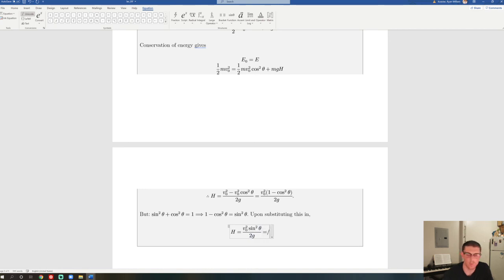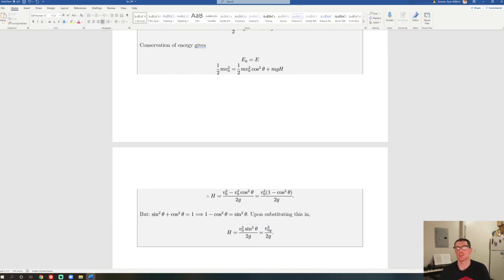But remember that this term in the numerator here is just the y component of the velocity squared, right? And this is exactly what we found from kinematics. So yay, physics works, right? It's consistent, and we'll continue to see that it's consistent.